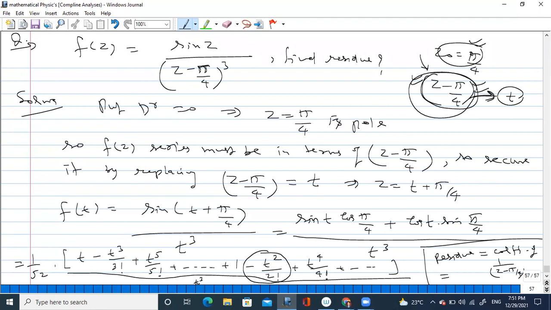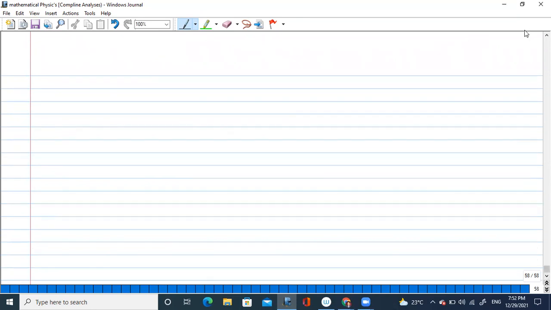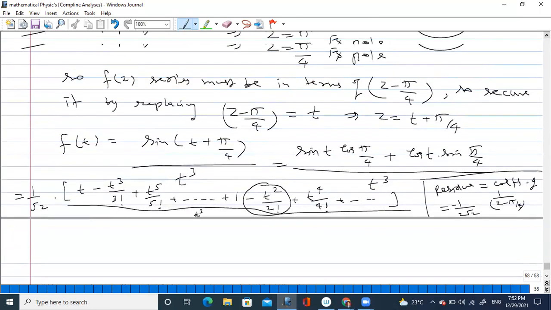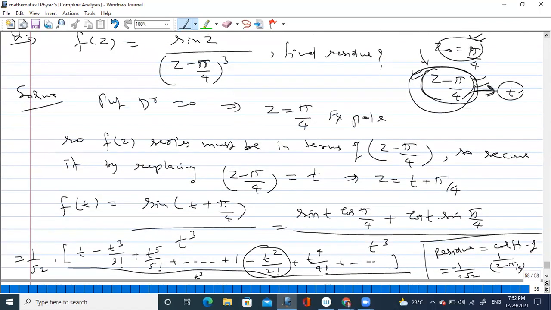Understood? So from this term, what is the answer? 1 by 2 root 2. So that is the residue. With minus sign, no? Minus sign is also there. So minus 1 by 2 root 2 is the residue. You can find it out easily, na? Because I want just the coefficient of 1 by T, because T is my Z minus pi by 4. So you can find it out directly. Note down this.